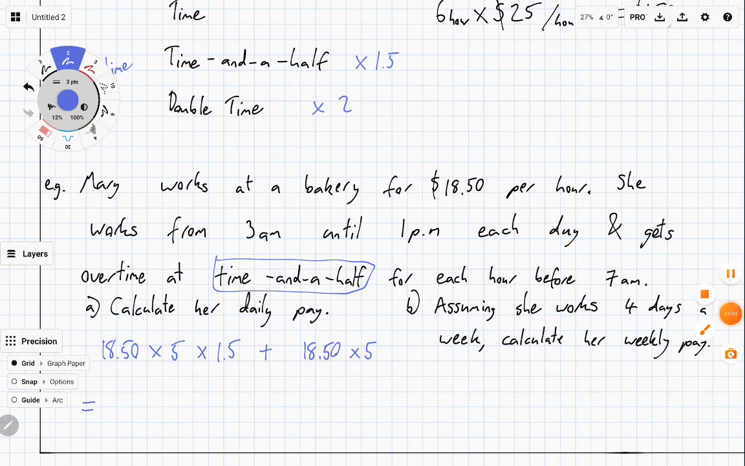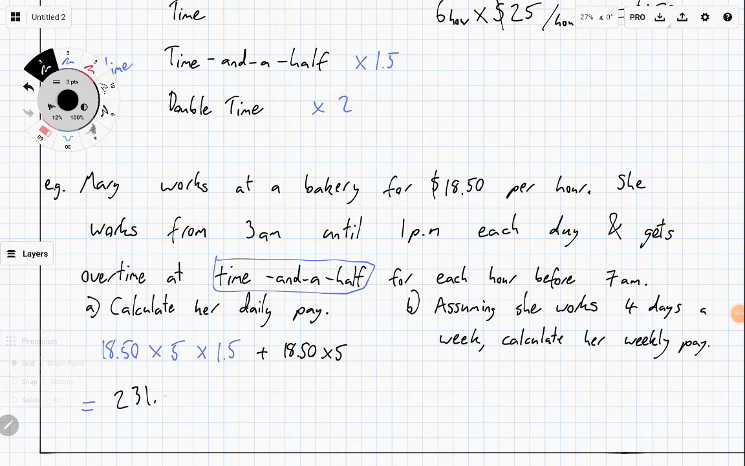So you can see there's 2 different components here. In blue, you have what she's getting for time and a half, and in black, you can see what she's getting for her regular hours, or her regular hours that aren't getting overtime. So let's calculate this. So for this single session, she's going to be making $231.25. That is her amount of money per day. That's what she gets every day that she works.